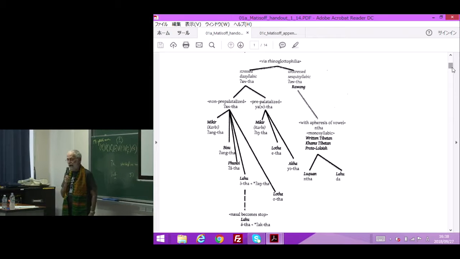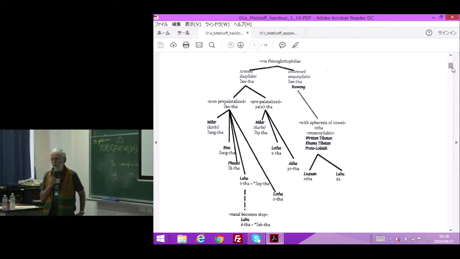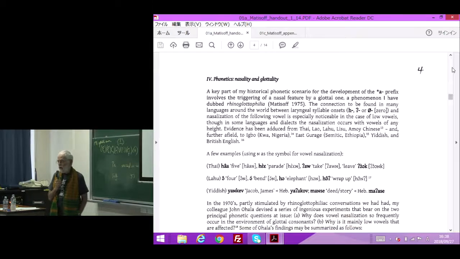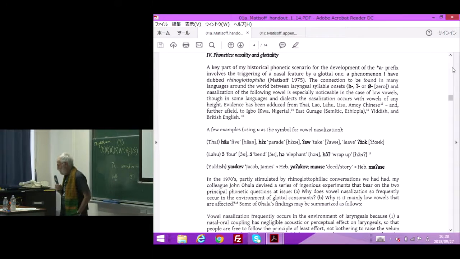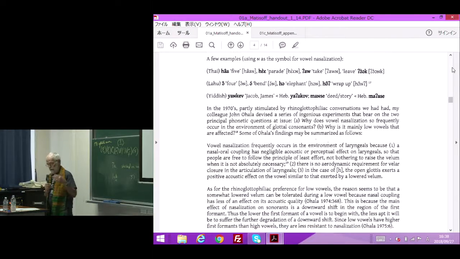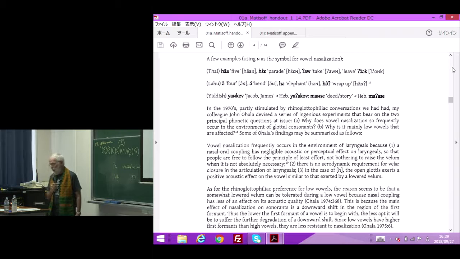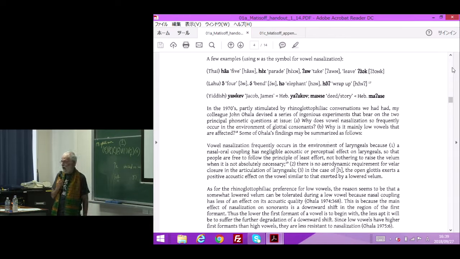A language like Thai has nasalization in syllables that begin with glottal stop or H. So the word for 5, written H-A-A, is from ha, to take, ow, glottal stop A-W. Ak, to leave. Lahu is another language like that. The numeral for 4 is aw, but it's usually pronounced on. Aw, to bend, ha, elephant, ha, to wrap up. And you can see you can get both the nasal and the glottal feature in the same syllable. Ha has both a glottal stop and a nasal.